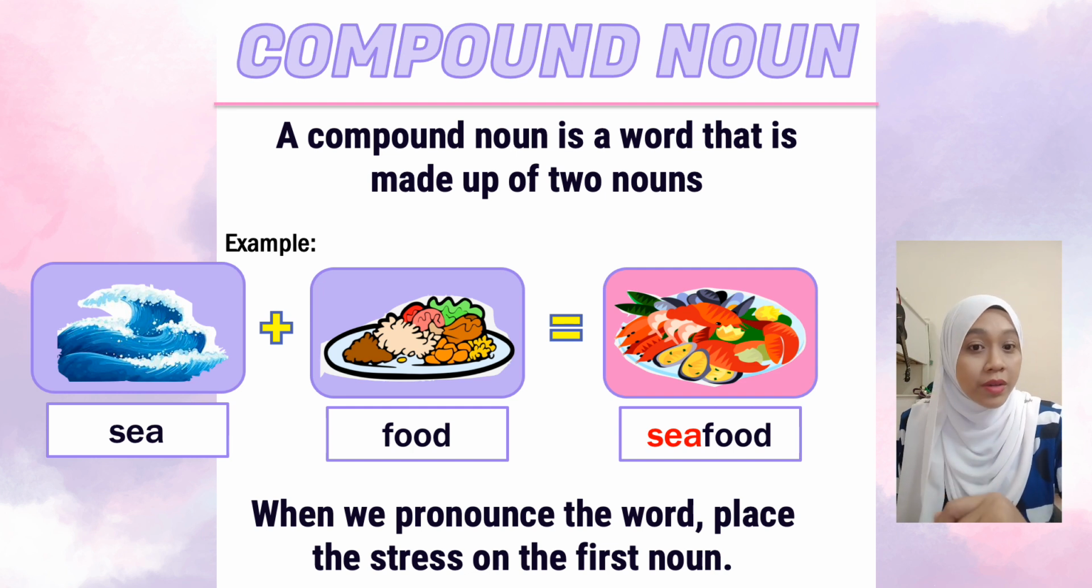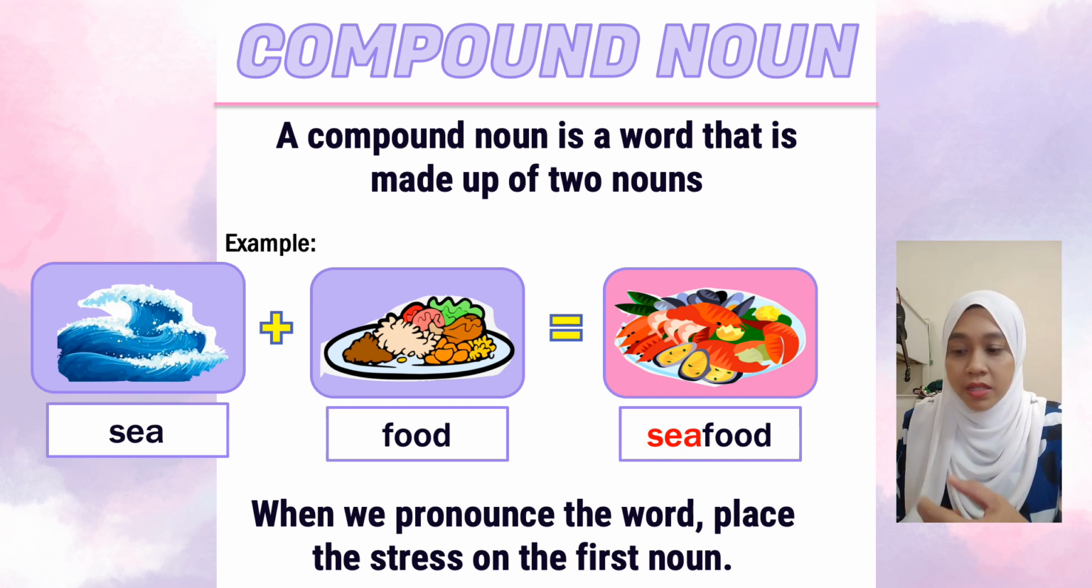And number 3, you are going to match words to make compound nouns. Alright, so our topic for today is compound nouns. Can we say it again? Compound nouns. So what is a compound noun? A compound noun is a word that is made up of two nouns.